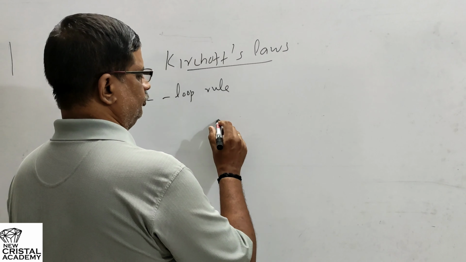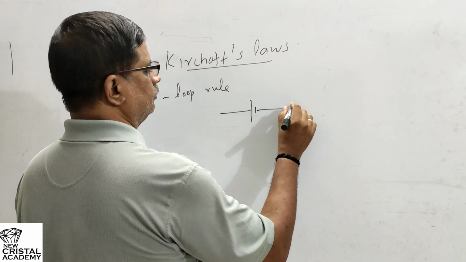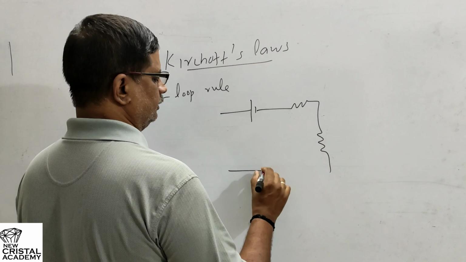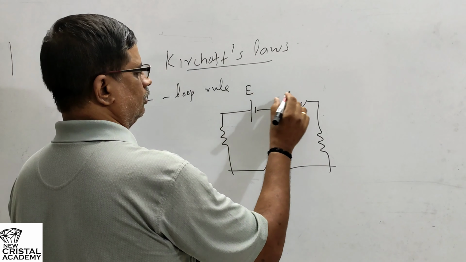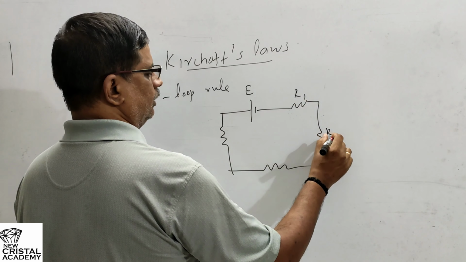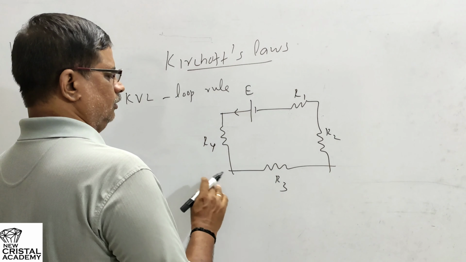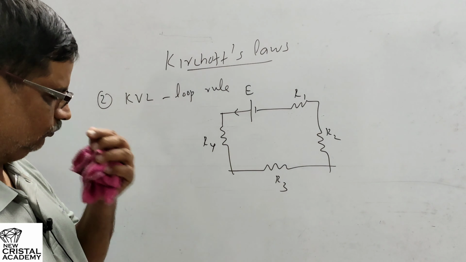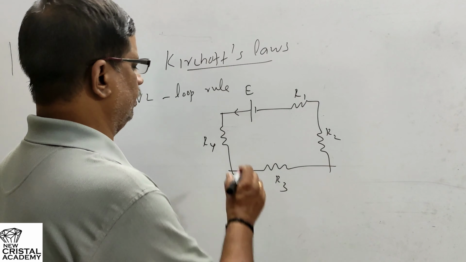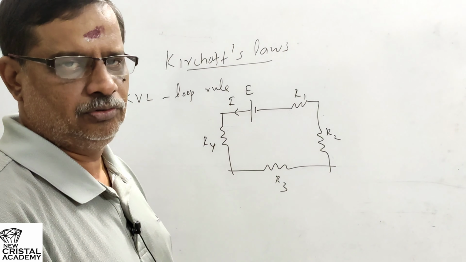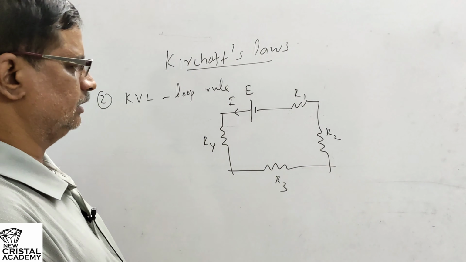I will explain. Suppose you have a closed network like this. You have a cell and there are 2 or 3 resistors like this, and let this be E, this one is R1, this is R2, this is R3, and this is R4. So your current is flowing in this direction. So what this law says is that in this closed loop, the algebraic sum of the product of current and resistance of each branch is equal to the net EMF of the loop.